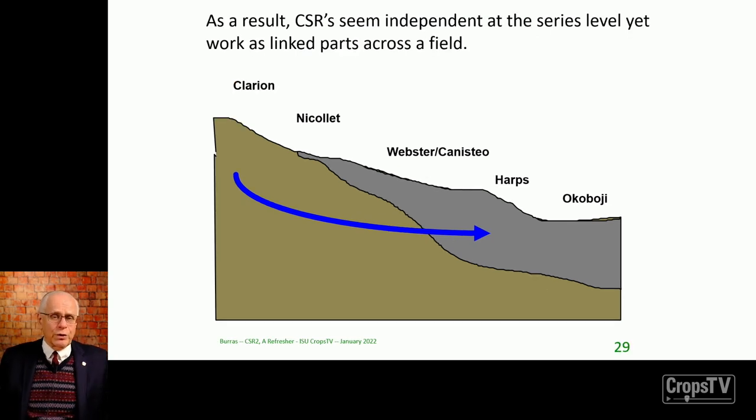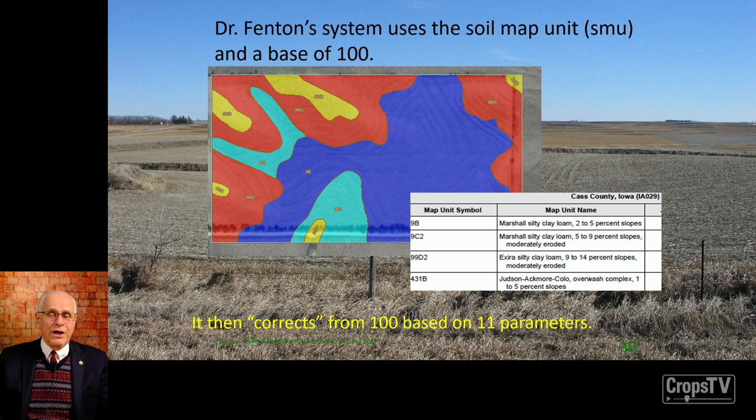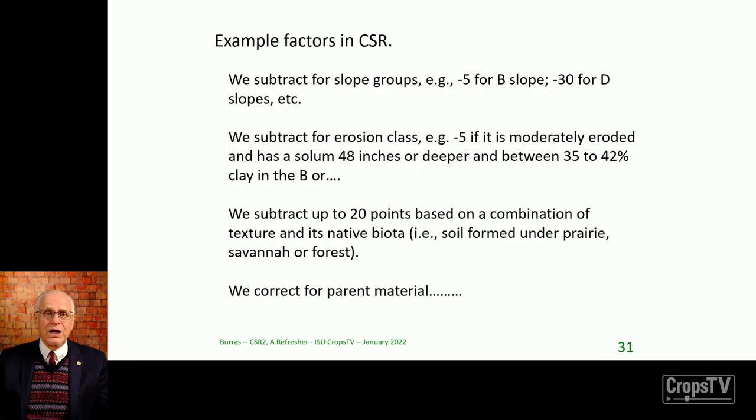And so as a result, when you work at Dr. Fenton's original CSR numbers, each one is this nice independent number, but also you can see there's a relationship as you go across the field. It is perfect. He did a beautiful job on it. And the way he did it was he started with a base number of 100, and he said the best soils in Iowa get a productivity of 100. And then he used 11 factors, and he would subtract points off depending on how steep the soil is. The steeper the soil is, the more points he'd take off. He'd also look at if the long-term history had been eroded.